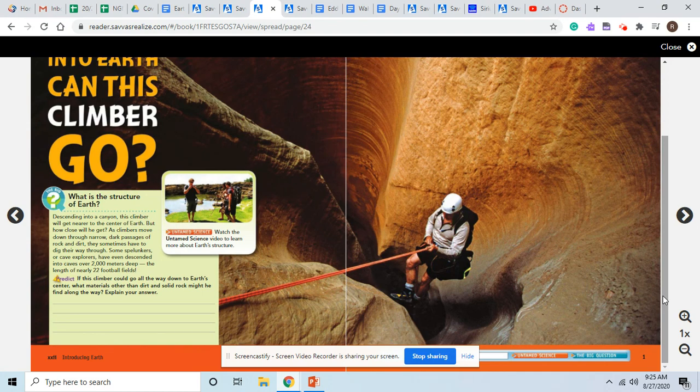So if the climber could go down all the way to the Earth's center, what minerals or materials other than dirt and solid rock might be found along the way? And if you're listening carefully, I might have accidentally given one of the answers.